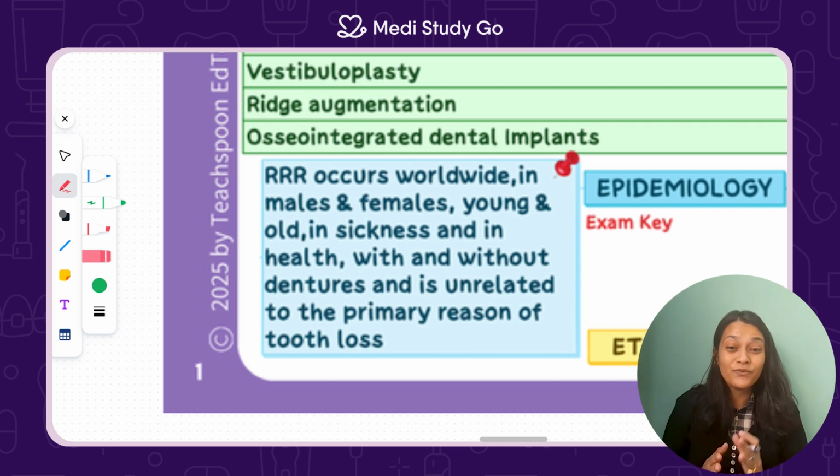Talking about the epidemiology. It is very important to understand that irrespective of the culture, caste, gender, whether the patient is healthy or unhealthy, residual ridge resorption will occur in every individual. The rate can be different, but it will occur irrespective of what happens. It can never be stopped. Hence it is known as chronic, progressive and irreversible.